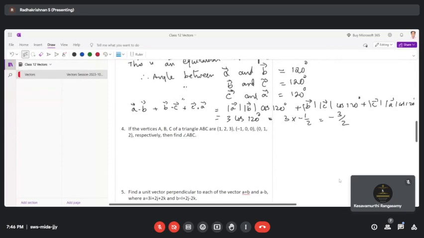If the vertices A, B, C of a triangle ABC are 1, 2, 3, minus 1, 0, 0, and 0, 1, 2 respectively, then find the angle ABC. So can somebody tell me? It's again a similar problem, using vector products applied in a triangle. How can you do this?